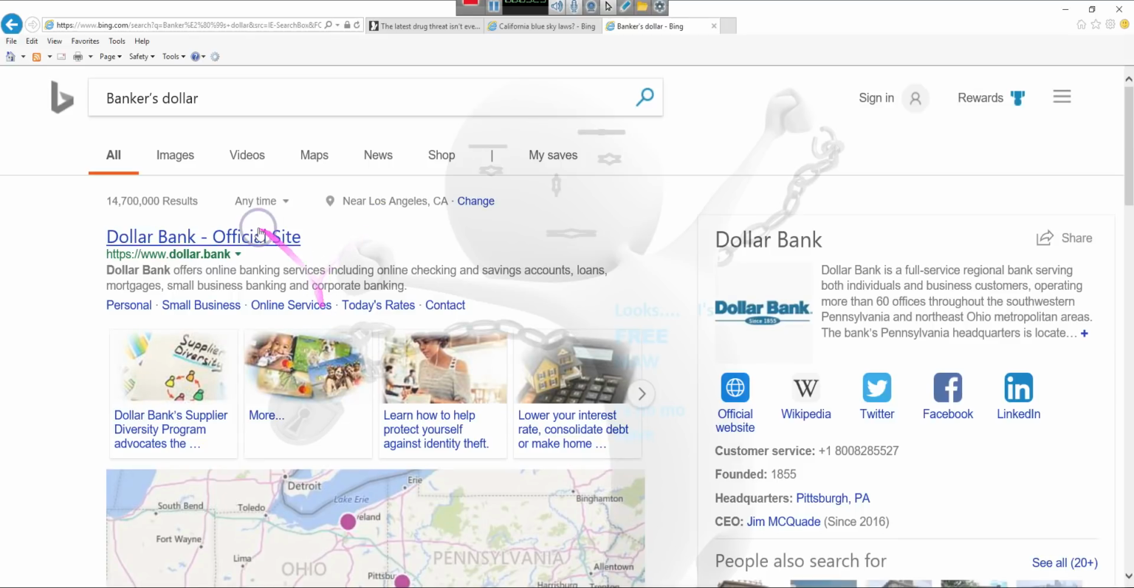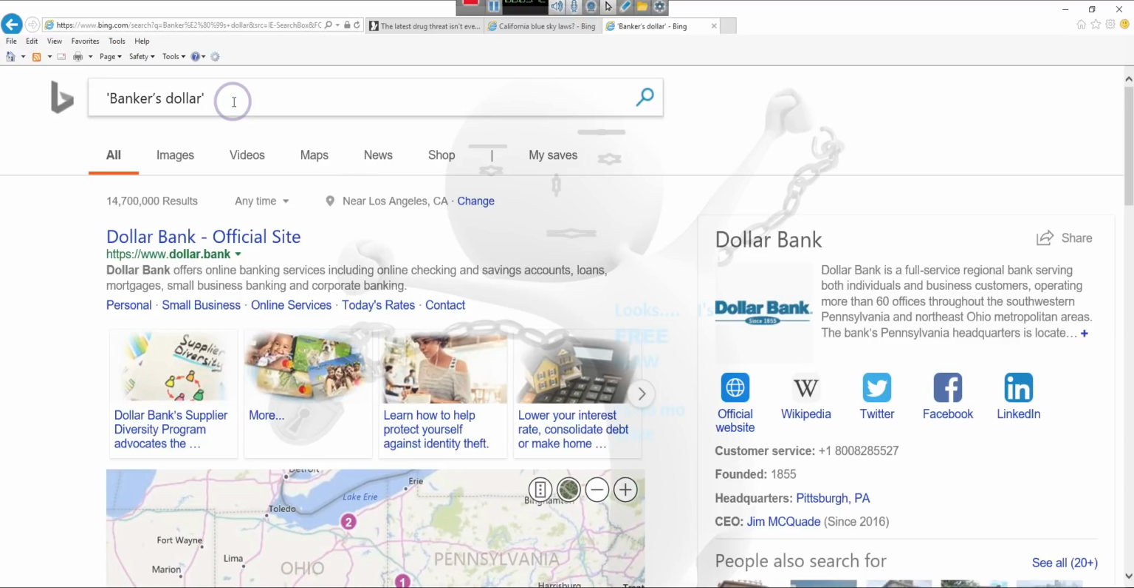See, this thing says Dollar Bank. Nobody asked about no Dollar Bank. We said banker's dollar. This is the problem with Google and this piece of junk Bing. And it did the same exact thing again, ladies and gentlemen.